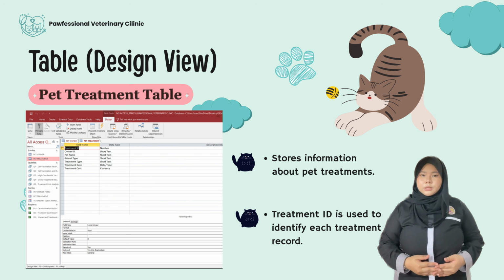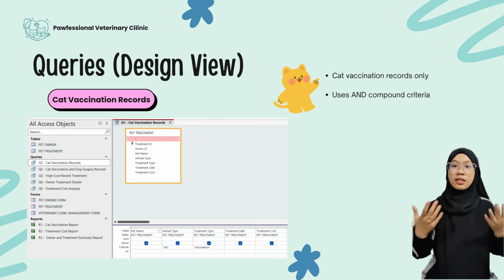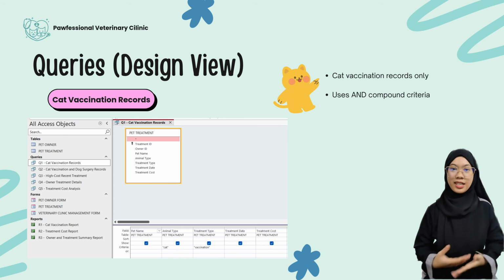Staff can also find owner and treatment information much faster. Overall, the use of tables improves data organization, saves time, and helps the clinic provide better service to pets and their owners. This is query 1 called Cat Vaccination Records.